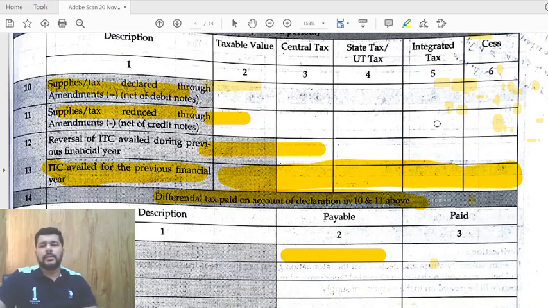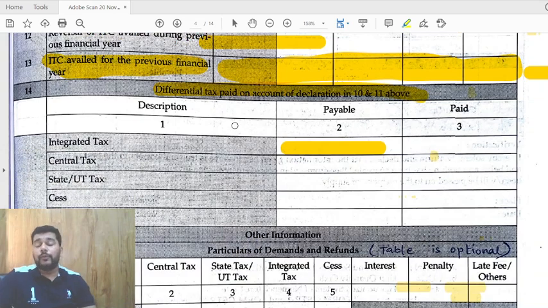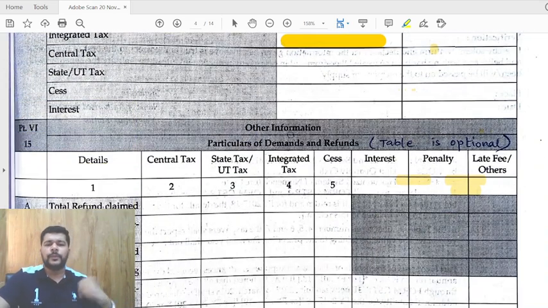ये कोई भी ट्रांजैक्शंस आपने किए हैं ये आपको रिपोर्टेबल लग रहा है वो आप यहाँ पे रिपोर्ट कर सकते हैं. As I said, table number 14 can be a bit extensively used as well. So this is something what you can do.